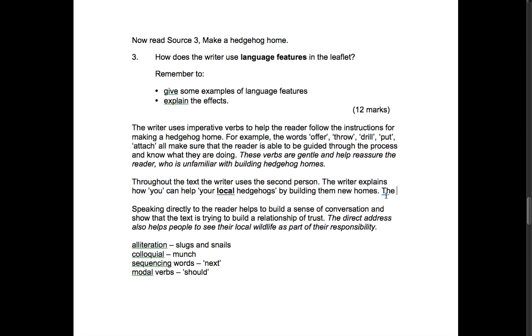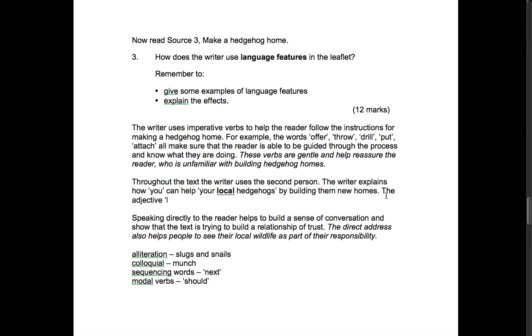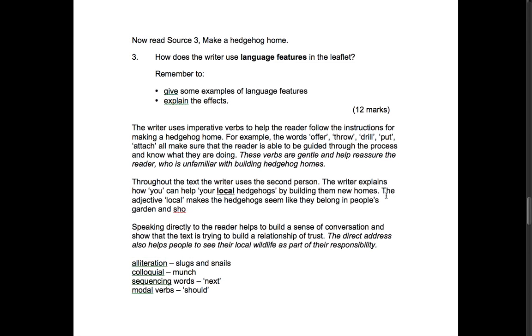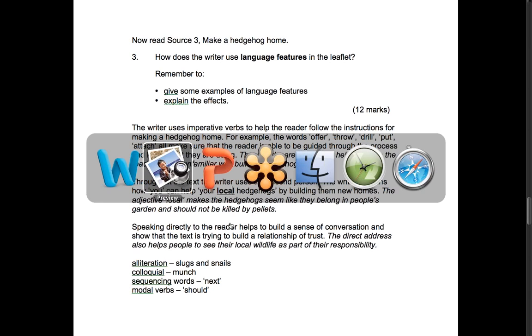I could say the adjective local makes the hedgehogs seem like they belong in people's gardens and should not be killed by pellets. So sometimes you might want to take your paragraph off in a slightly different direction, depending on what features you've identified, how comfortable you are with those, and what you may have to say. So that's question 3.